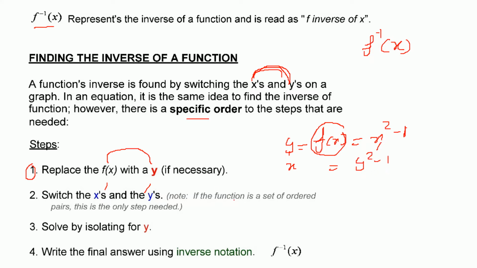If the function is a set of ordered pairs, this is the only step needed. Otherwise, these are the steps. Then we solve by isolating this y. See, this y is already a function of x squared minus 1. But now we will isolate y like this and then find y in terms of x. And we write the final answer using the inverse notation, that is like this, f inverse x.